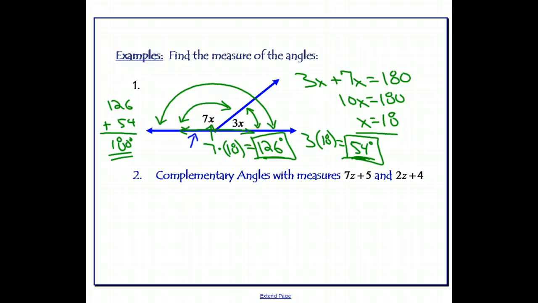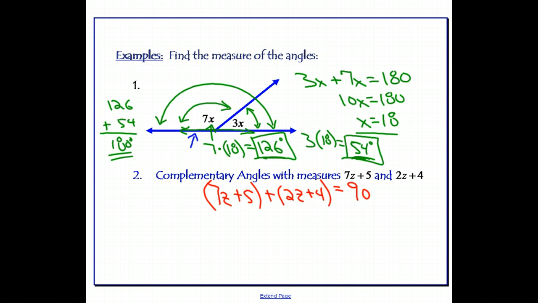Complementary, look back, those are angles that add up to 90 degrees. So the same idea here. Let me just grab a different color. Let's go 7z plus 5. Try that again. That was a z, not an x. So we'll go 7z plus 5. We're going to add on a 2z plus 4. And since they're complementary, we know that's going to give us 90.